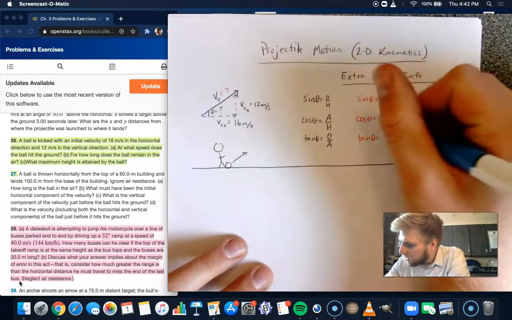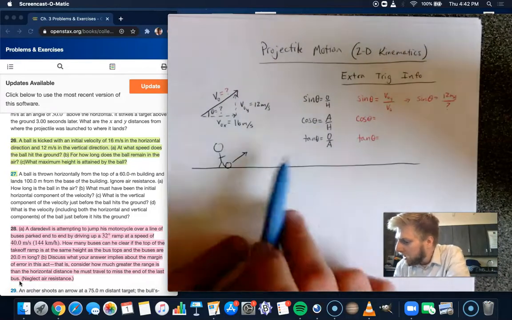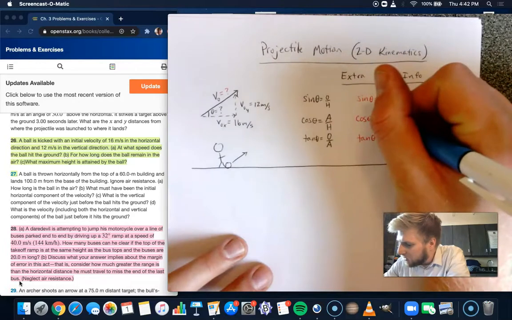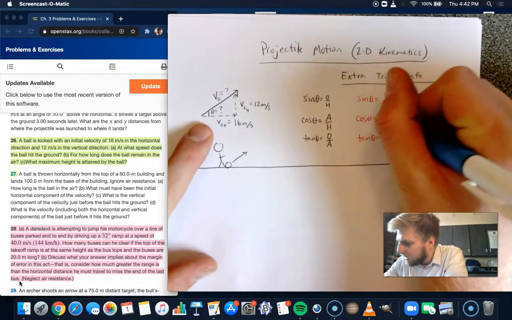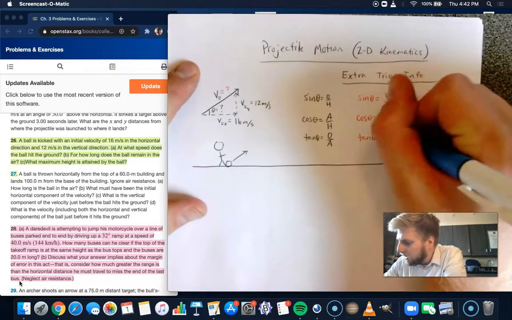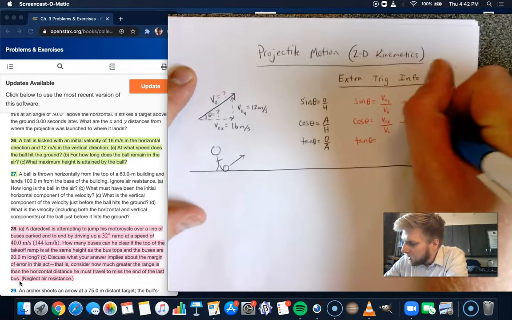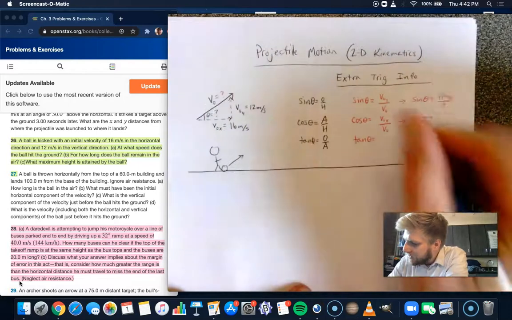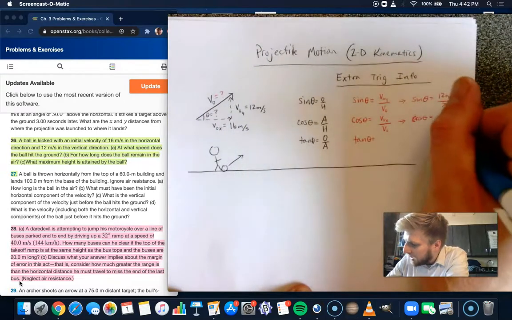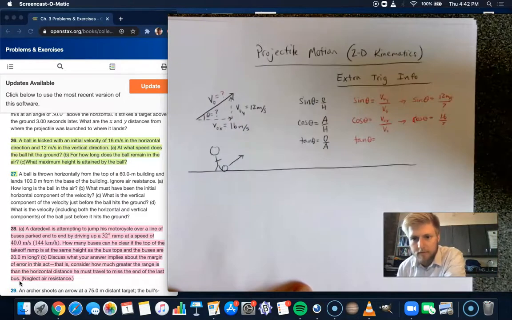Let's do cosine. So cosine was, of course, adjacent. That's 16 meters per second, or v naught x over v naught, and that's cos theta equals v naught x is 16 over, again, we don't know, question mark.